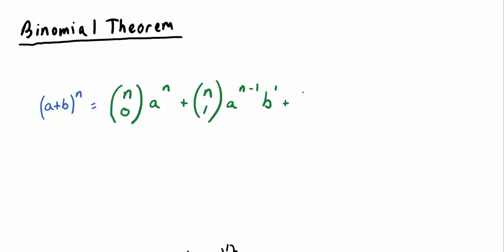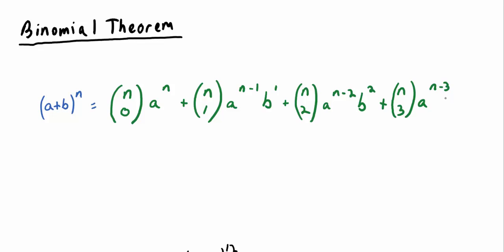Okay, see if you see the pattern. What would the next one be? N choose 2, a to the n minus 2, b to the 2. Let's do one more. N choose 3, a to the n minus 3, b to the 3rd. Now, it keeps going.